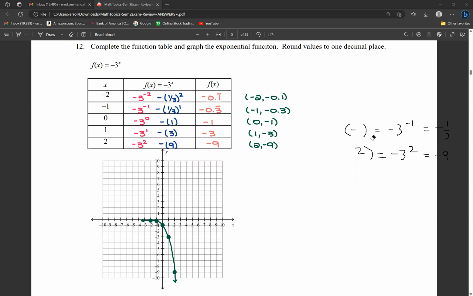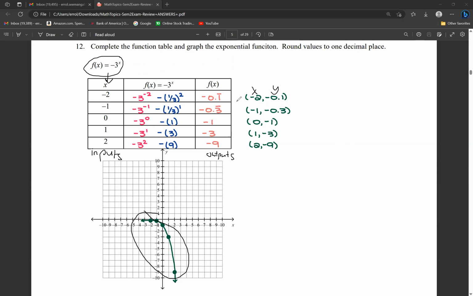Complete the function table and graph the exponential function. Round the values to 1 decimal. All right, so do you understand? Are you good on that one? Any other questions? Basically, they give you a function here. You can plug in a few x values as inputs, so these are your inputs, and these ones are your outputs. So basically, just graph your x, y. These are your x's here, and these are your y's here, and those are your points right there. Cool. Thank you. All right, 12, you're good.